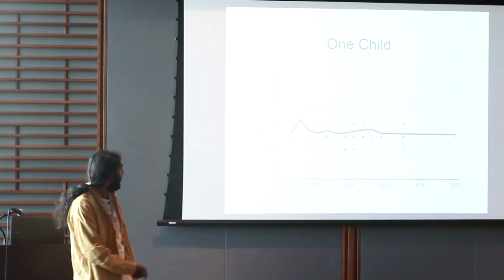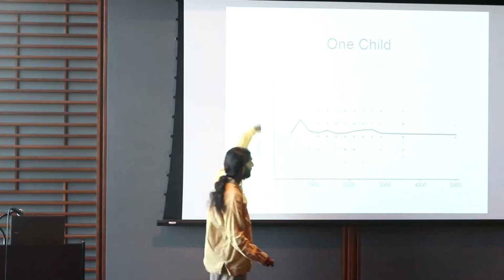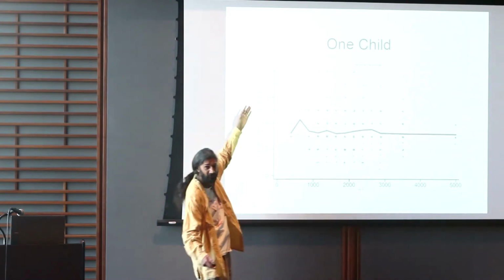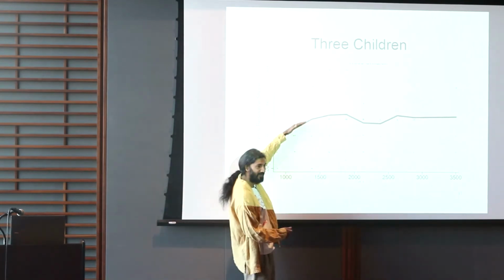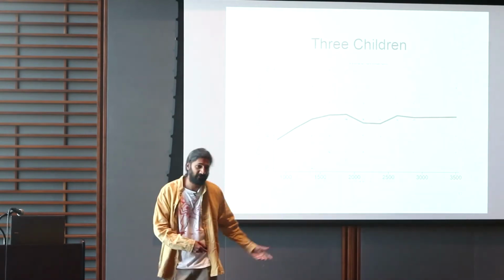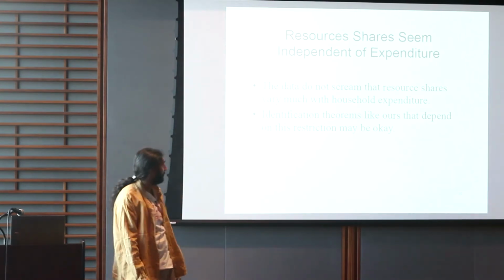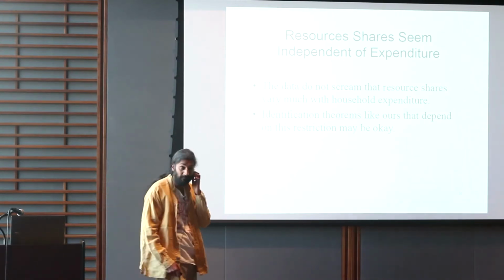There's a survey, an Italian survey, in which people are asked, of the monthly expenditure of your household, what do you spend in percent for your children? And here's the answer. Here's monthly expenditure in euros. Here's the stated, what do you spend on your children? And look, it's flattish. This is one child, it's kind of flattish. Two children, it's kind of flattish. Three, you're thinking it's not flat, but these are the 90% pointwise confidence intervals, so it's flattish. So the data just don't scream that resource shares vary very much with household expenditure. And so identification theorems like ours that depend on this restriction could be okay.